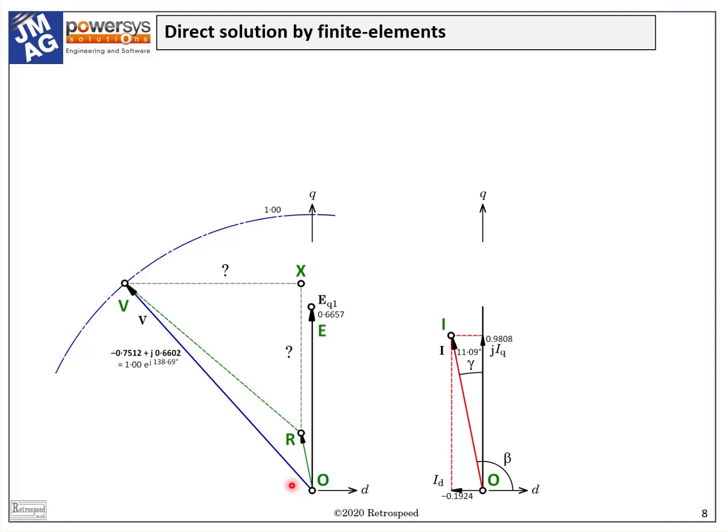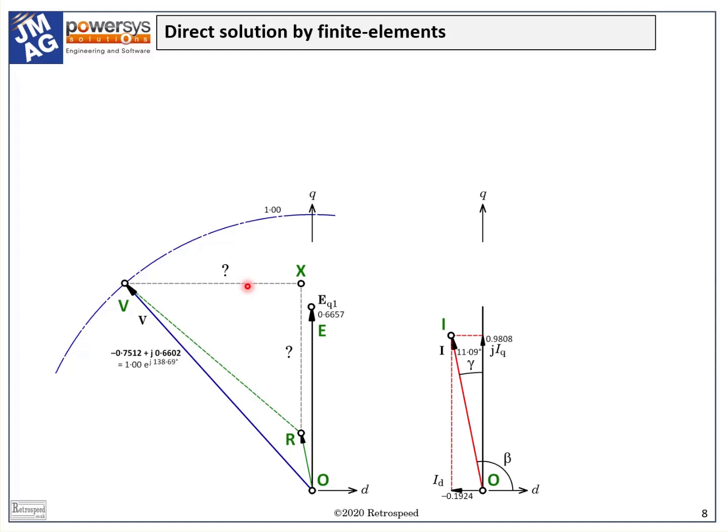The problem now arises how to split or resolve this voltage, RV, into the components OE, RX, and XV, which correspond respectively to the open circuit EMF EQ1, the reactive voltage jXQIQ, and the reactive voltage jXDID. In a nonlinear magnetic circuit, we just can't do it. Why not? Because the principle of superposition isn't valid. End of story.